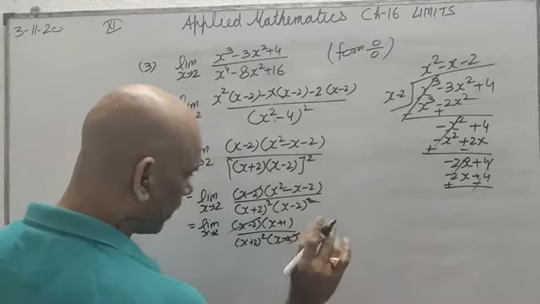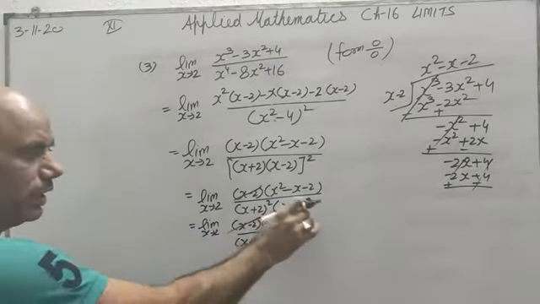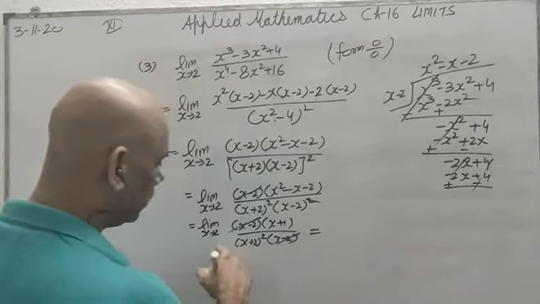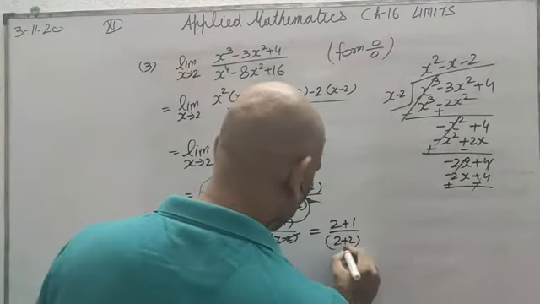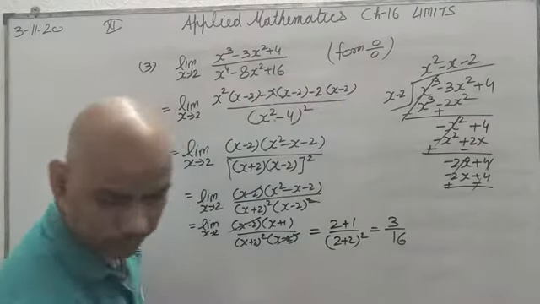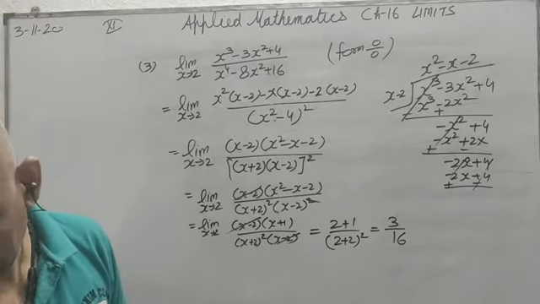X minus 2 cancels with x minus 2 as well. Now the indeterminate form is finished, because neither is x minus 2 there in the numerator nor in the denominator, and now I can substitute the value, that is 2. So 2 plus 1 is 3, and 2 plus 2 whole square, 4 whole square is 16. 3 by 16 will be the answer of this question. I hope it is clear.